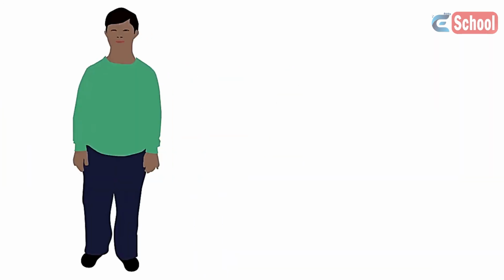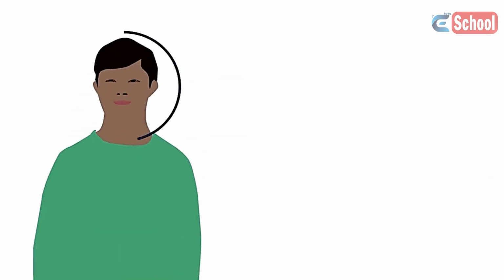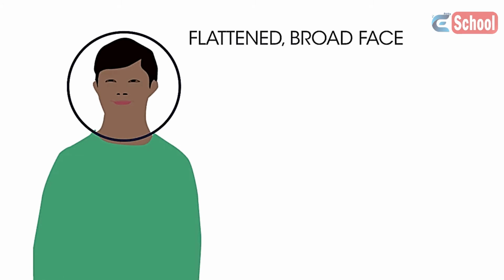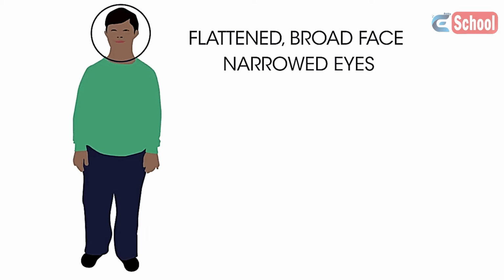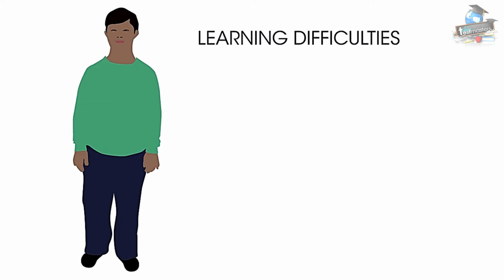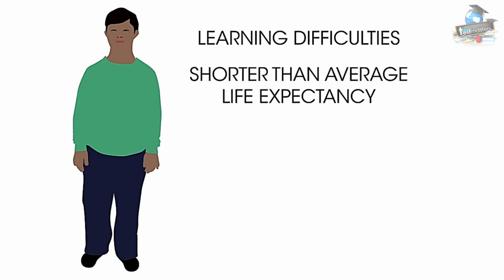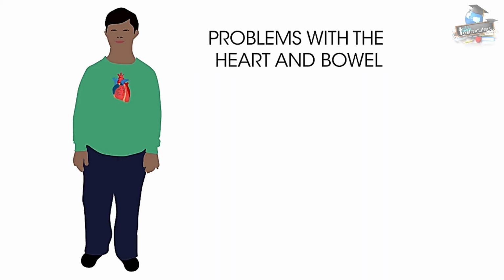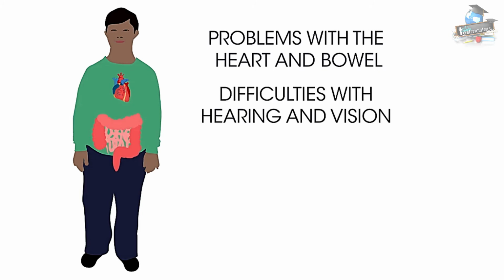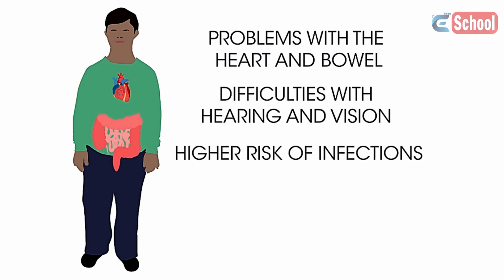Well, the difficulties vary in severity. Facial characteristics can include a flattened, broadened face and narrowed eyes. But people with Down syndrome don't all look the same. They also look like their parents and family. People with Down syndrome may have a lower than average IQ and a shorter than average life expectancy. Some conditions more common in people with Down syndrome include problems with the heart and bowel, difficulties with hearing and vision, and a higher risk of infections. However, everybody who has Down syndrome may be affected in different ways.